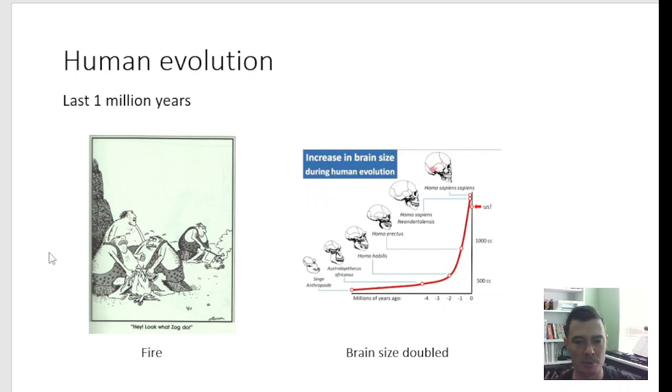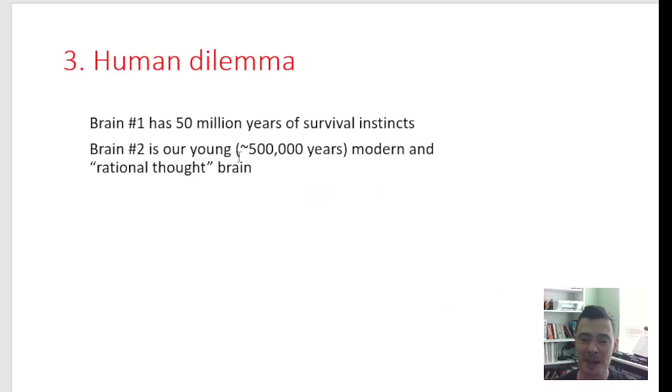In the last 1 million years, we discovered fire, which allowed us to cook our meat, which is a way to pre-digest our food. This provided more fuel to our brain, and provided that fuel in a very efficient manner. And our brain size in the last million years doubled. I find that crazy.